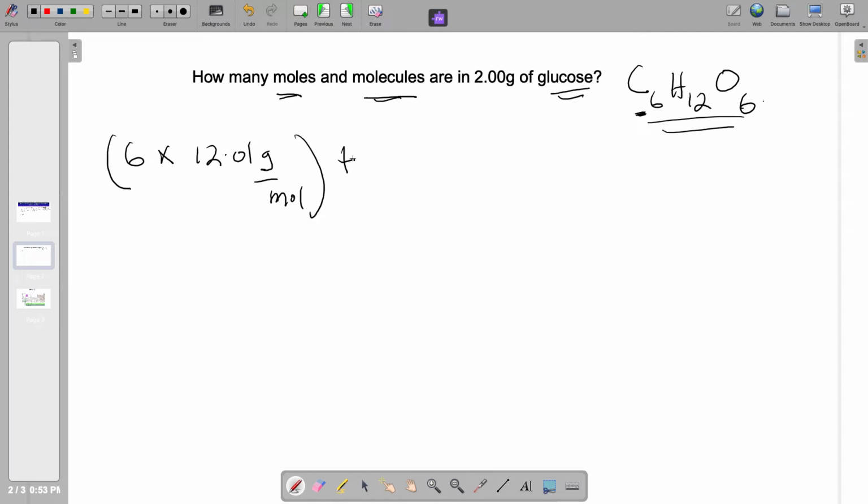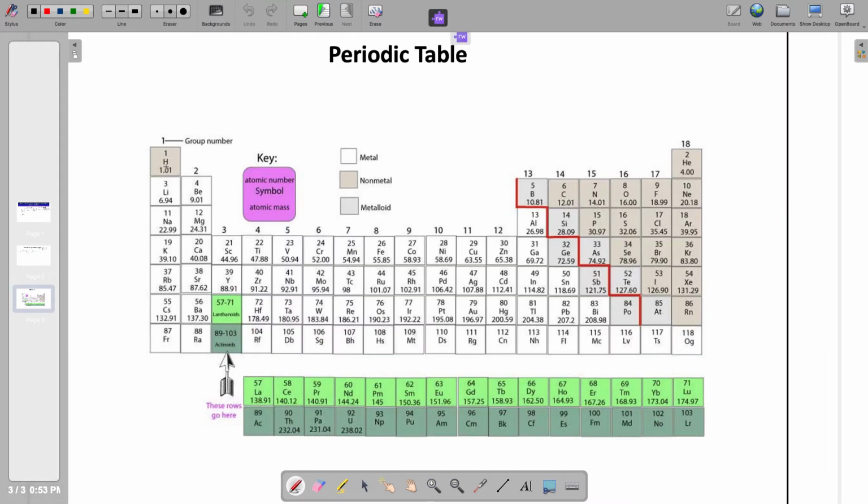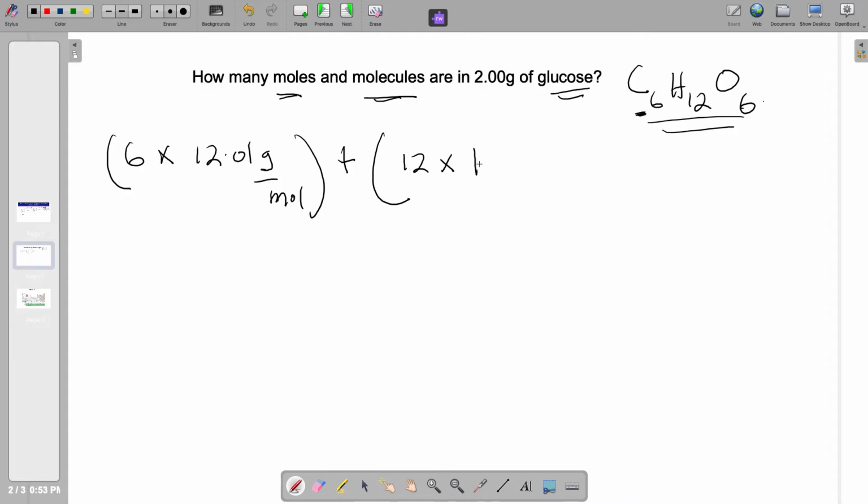Then we'll add it to, we'll move to hydrogen next. Hydrogen, we have 12 atoms of that. So we say 12 times the molar mass of hydrogen. So we'll go back to the periodic table. You see hydrogen has a molar mass of 1.01. We read the bottom value below our hydrogen, which is the atomic mass, but we want molar mass, so we just add grams per mole to it. So that is 1.01. We say 12 times 1.01 grams per mole. Then we move on to the next plus.